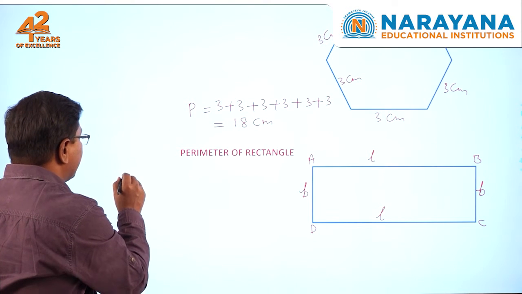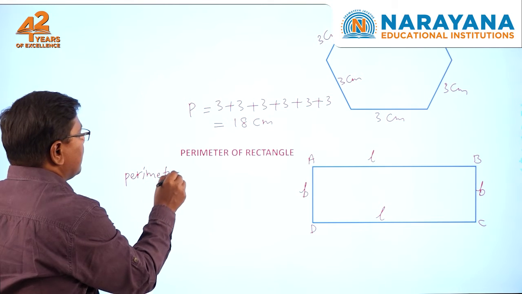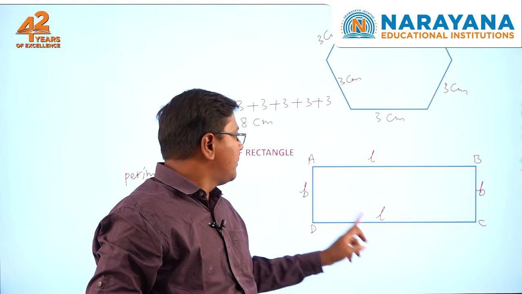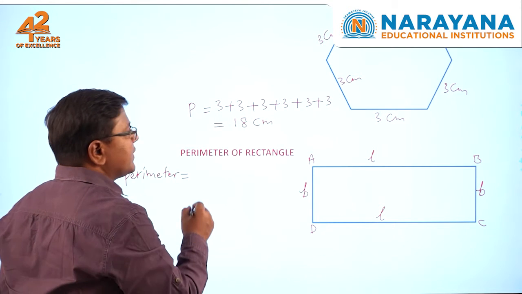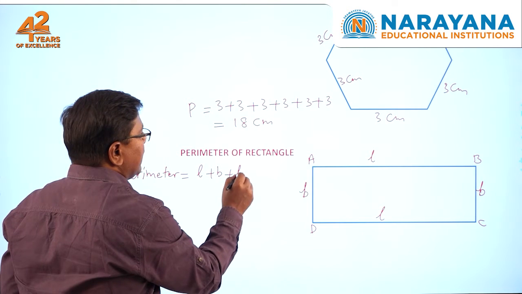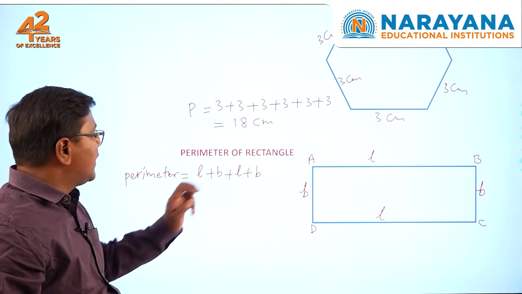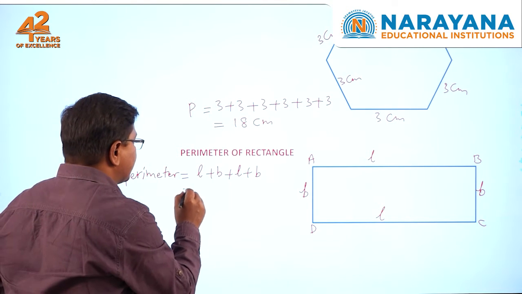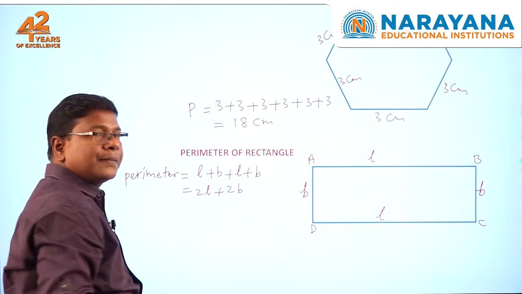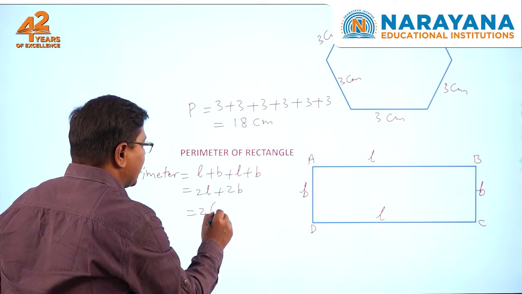Therefore, perimeter equals L plus B plus L plus B. There are two L's, L plus L, that is 2L, plus 2B. Take 2 common from this, and you will get 2 into (L plus B).